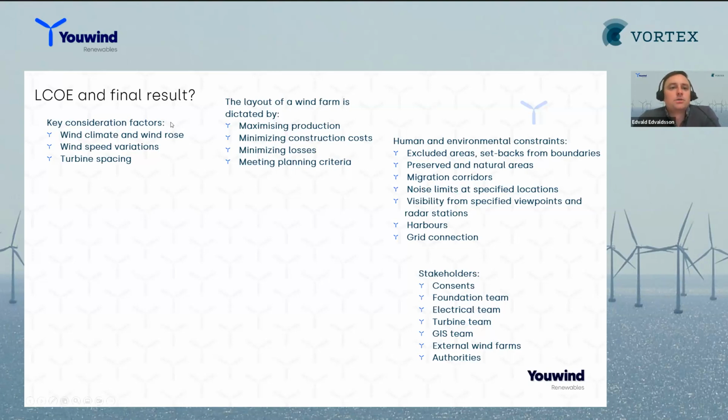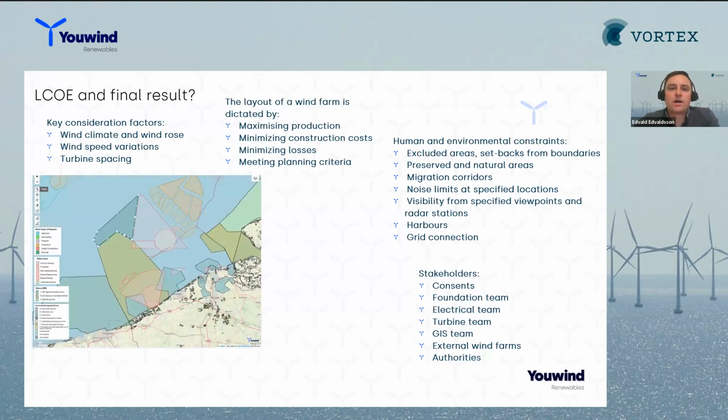So the key consideration factors are obviously the wind climate, the wind roses, the different wind speed variations, and the turbine spacing. And we'll go through how we generate a layout with an appropriate turbine spacing, so you can minimize the wake losses in the offshore wind farm project. The overall layout is basically dictated by trying to maximize the production, minimizing the construction costs, and minimizing losses at the same time, and you're obviously trying to meet the planning criteria.